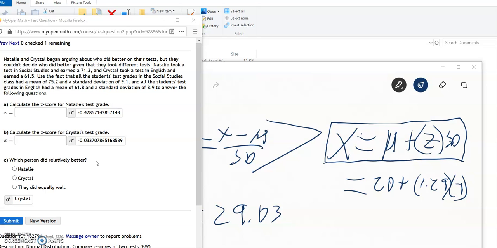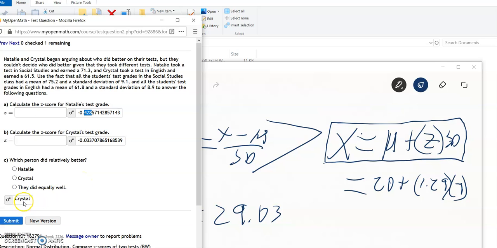You just say, what's Natalie's grade? What's Crystal's grade? We're not asking who scored a higher grade. That's too easy. They're saying, relative to the rest of the class, who scored better? And that is just determined by which z-score is higher. Now, they're both negative. So negative 0.03 is higher than negative 0.42. So just whatever z is bigger.